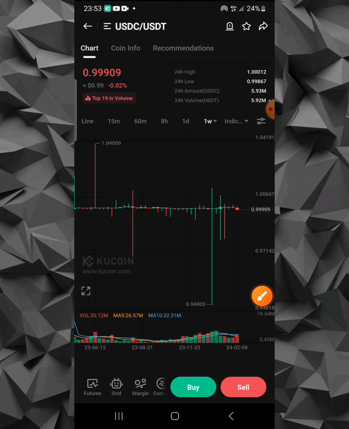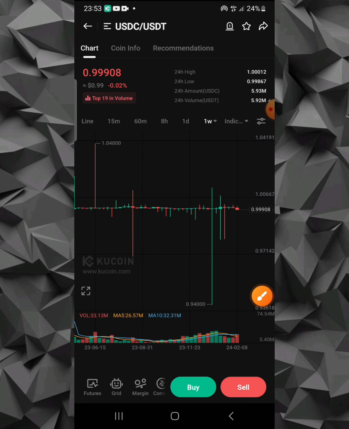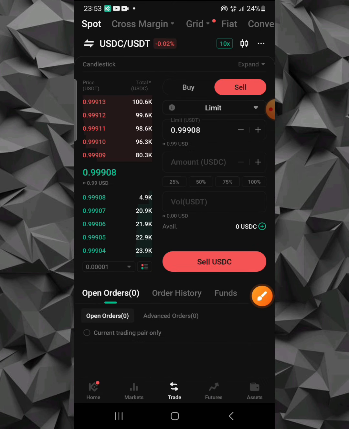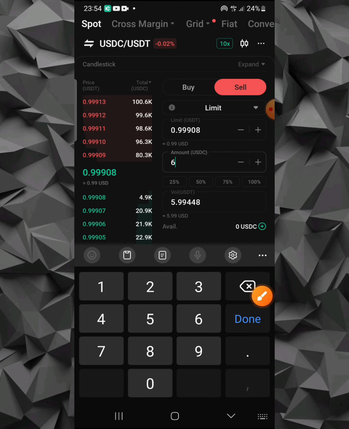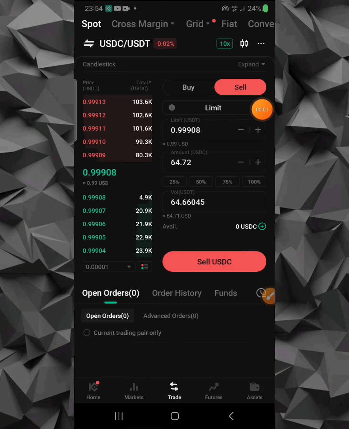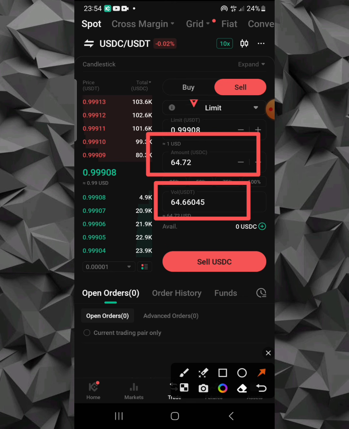So since you are going to be receiving 64.72 USDC for 100,000 naira, if you are going to be converting it back to USDT, you'll be receiving almost the same value. So what you just have to do is to go ahead and click on sell. Okay, so once you click on sell right now, and if you fix the amount of USDC right here, that's 64.72, I think. So you guys can see you'll be receiving a total of 64.66 USDT back. So you just go ahead and click on sell USDC. 64.7 is giving you 64.66. So they're almost the same thing.